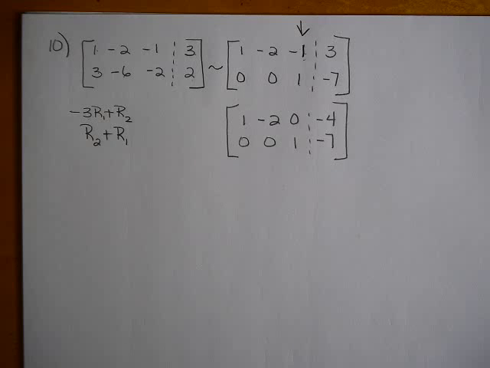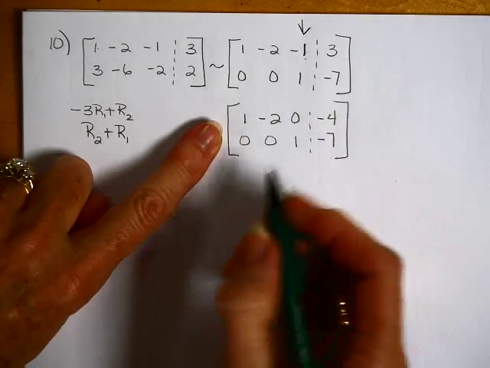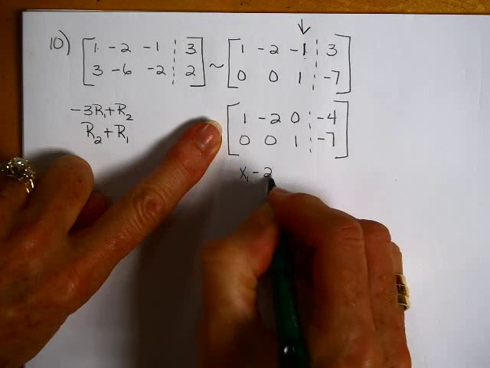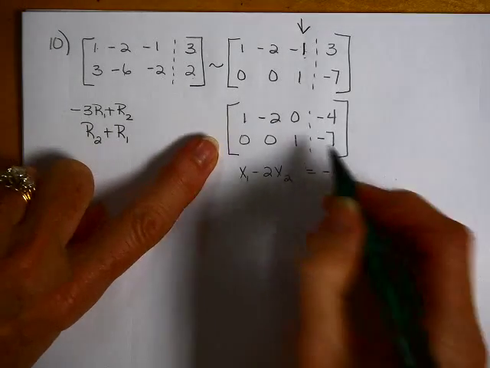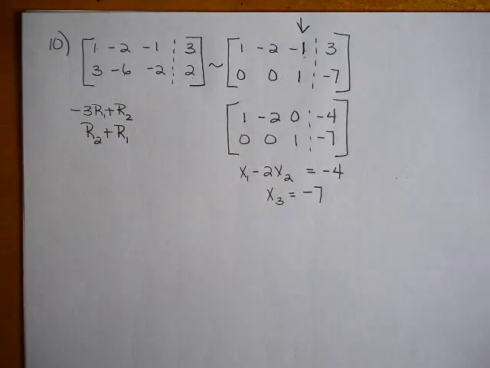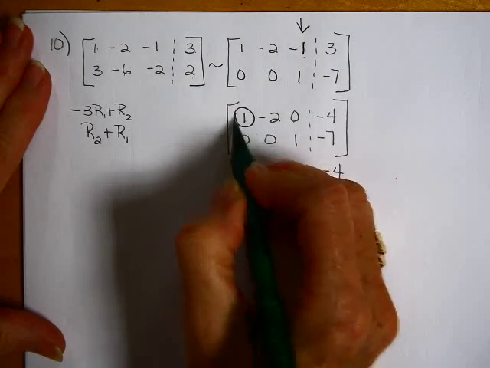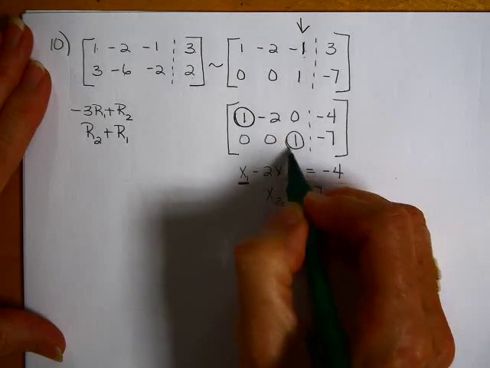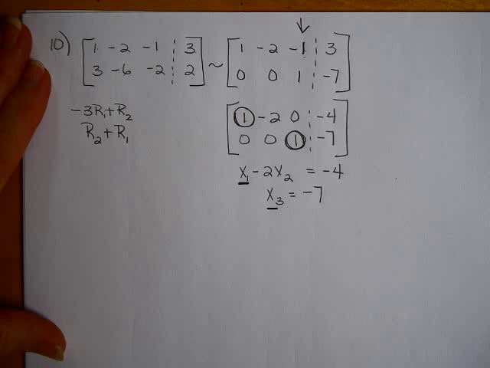Everybody good with that? So now I have to write the solution. So I'm going to rewrite an equation. This is my x1, x2, x3. So this says x1 minus 2x2 is equal to -4. This says x sub 3 is -7. Are y'all with me? Where were your pivots? There's a pivot right there for x1. There's a pivot right there, which is your x3. Those are the two things you have to solve for.